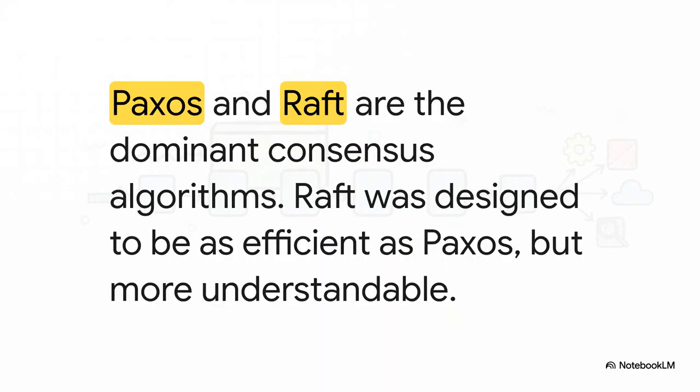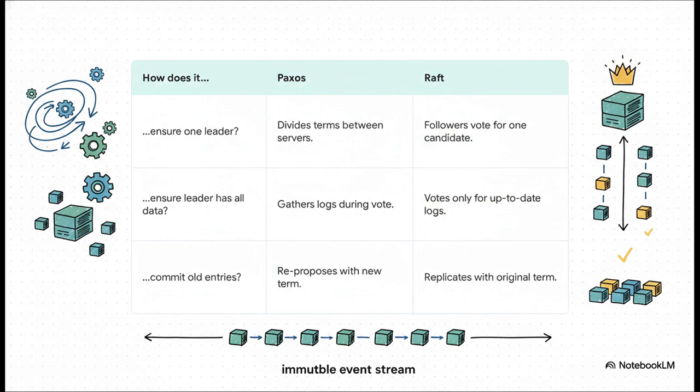And when you talk about consensus, you're pretty much always going to hear 2 names, Paxos and Raft. Paxos came first, and it's famously difficult to wrap your head around. Raft came along later with a very specific goal, to be just as efficient and provide the same guarantees as Paxos, but to be a whole lot easier for us humans to understand. And this table really breaks down the main difference in how they think about the problem. Raft is really strict. It says only a server with a totally up-to-date log can even be considered for leadership. This just makes everything so much simpler.